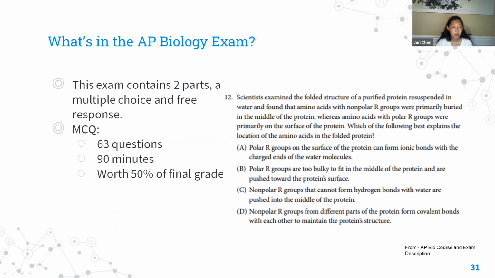In the AP Biology exam, there is a multiple choice portion as well as a free response, like psychology. The multiple choice has 63 questions and you have 90 minutes to complete. It's worth 50% of your final grade. On the right is an example question.